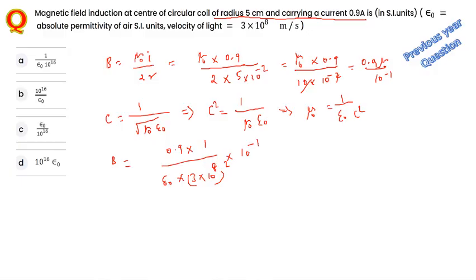In the numerator that will become 10 power plus 1, right? So what you are having here is 9 divided by epsilon naught into 9 into 10 power 16. So 9 and 9 will be cancelled here, and what you are going to have is 1 divided by epsilon naught into 10 power 16. That is the answer.